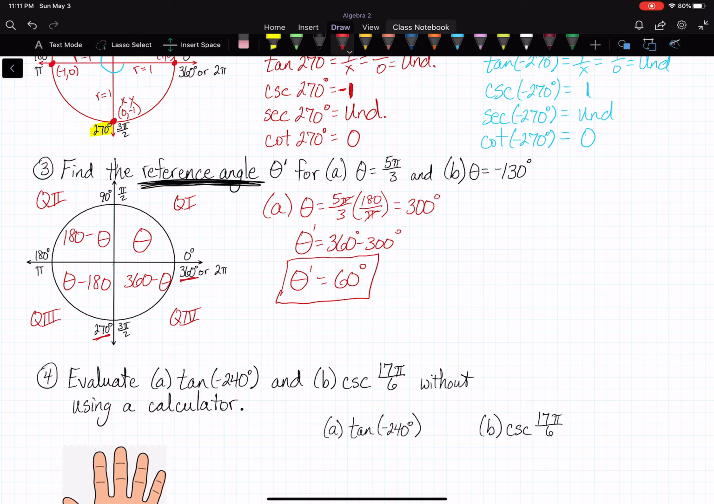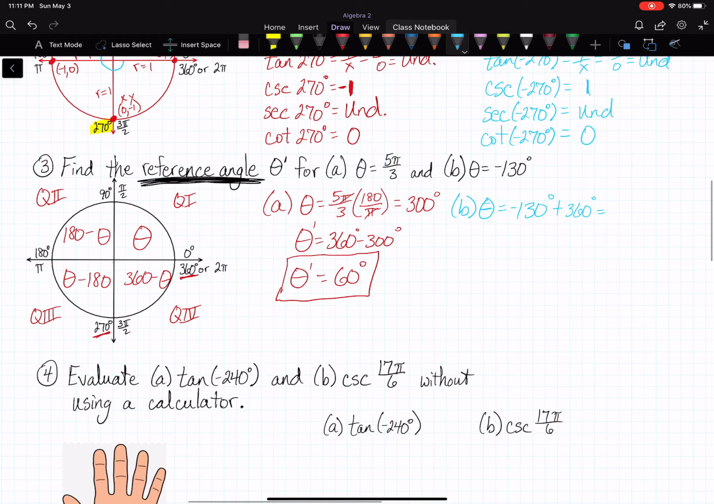For part B, we're trying to find the reference angle for negative 130 degrees. Okay? So all you do, first, negative 130 is not between 0 and 360. So the first thing we have to do is get it between 0 and 360. So we have to find the coterminal angle first. We're going to add 360. That will be 230 degrees. Now we can find our reference angle.